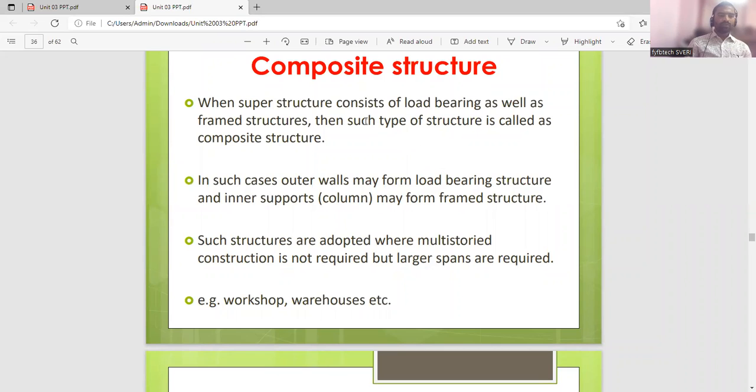Okay, here, what is composite structure? When the superstructure consists of load bearing as well as the framed structure. Up to now, you have seen purely load bearing structure. Where does the load of the slab come? This comes on the wall, correct? Wall. Is it correct, all of you? In load bearing structure, the load of this slab is transferred to wall. Is it correct or no?